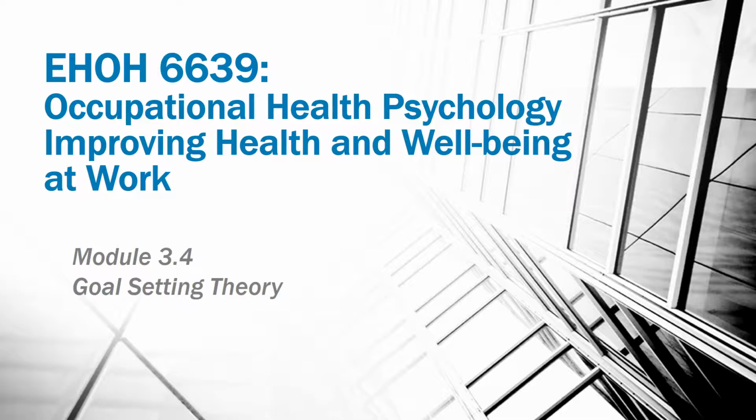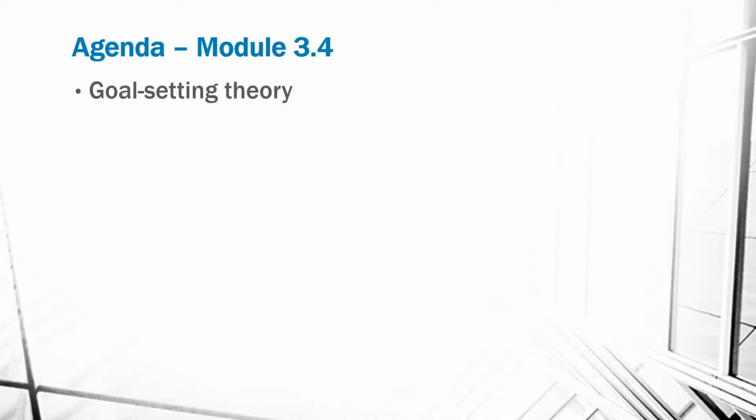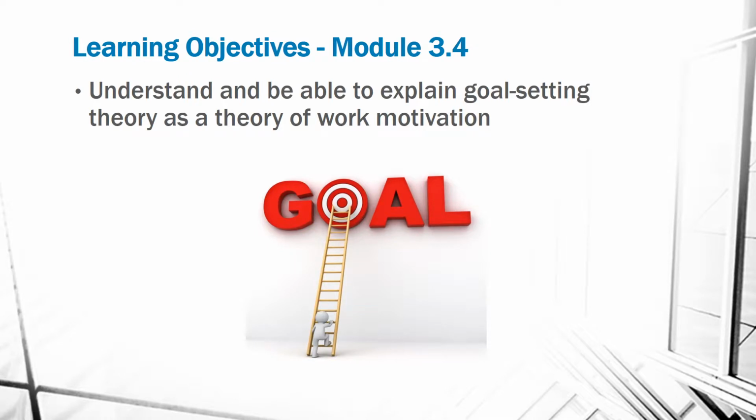We're partway through Module 3, in which we're discussing work motivation. And this is Module 3.4, in which I will be talking about goal setting theory. So, pretty brief agenda for this. We're going to talk about goal setting theory. Here's the learning objective for Module 3.4. By the end of this module, you should be able to understand and explain goal setting theory as a specific theory of work motivation.